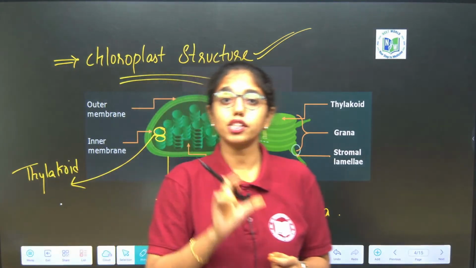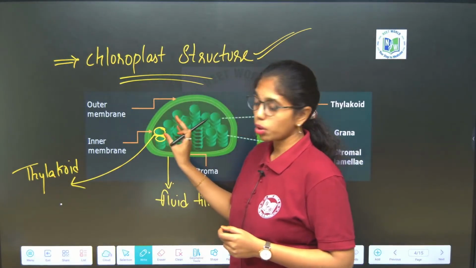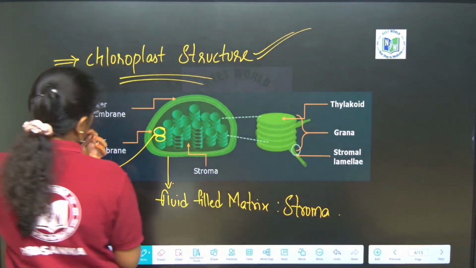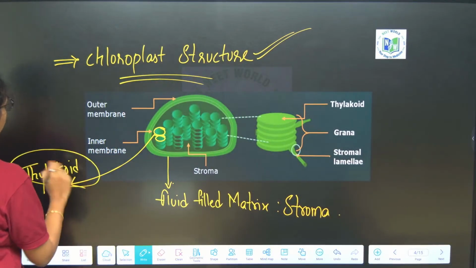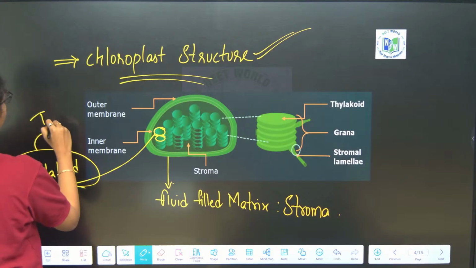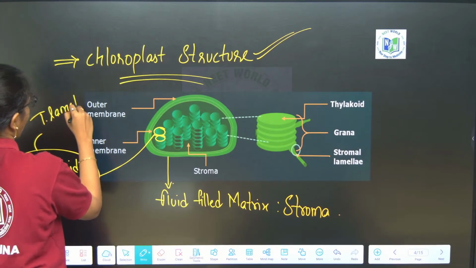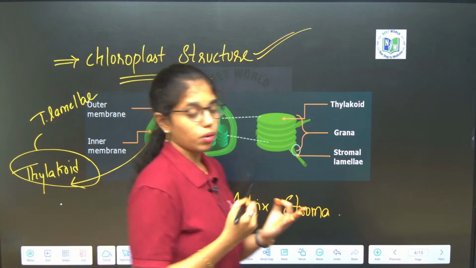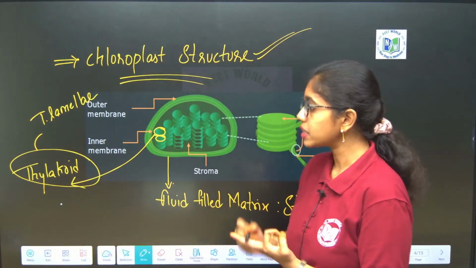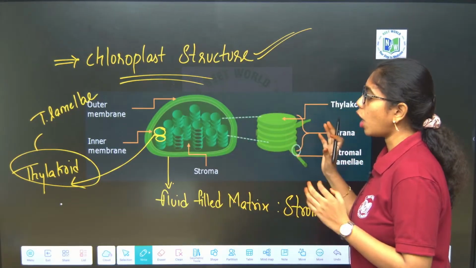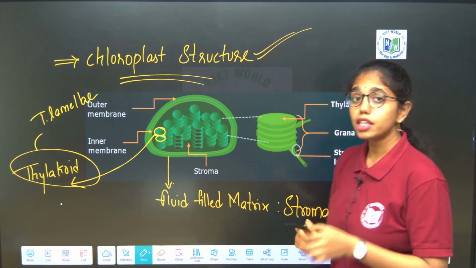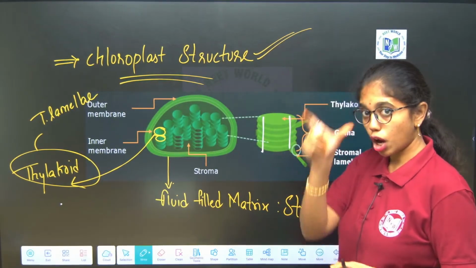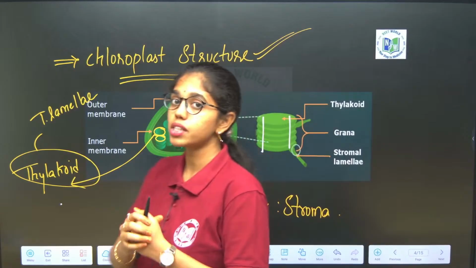These thylakoids have a membrane, so the membranous sac like structures present in the chloroplast are called thylakoids, and the thylakoid membrane is called thylakoid lamellae. This is said to be the third membrane of the chloroplast also. And the stack of sac like structures is called grana.